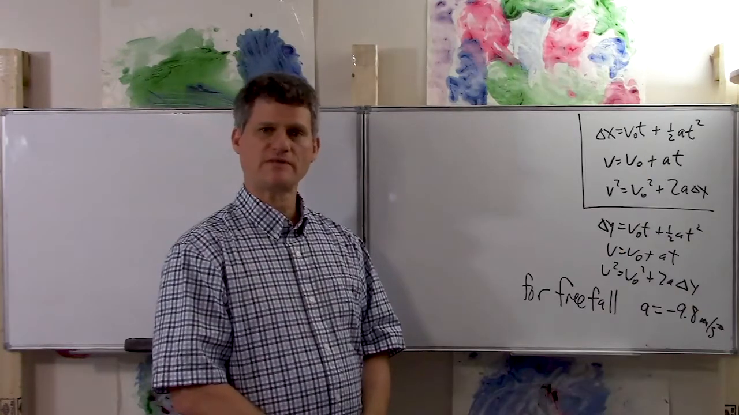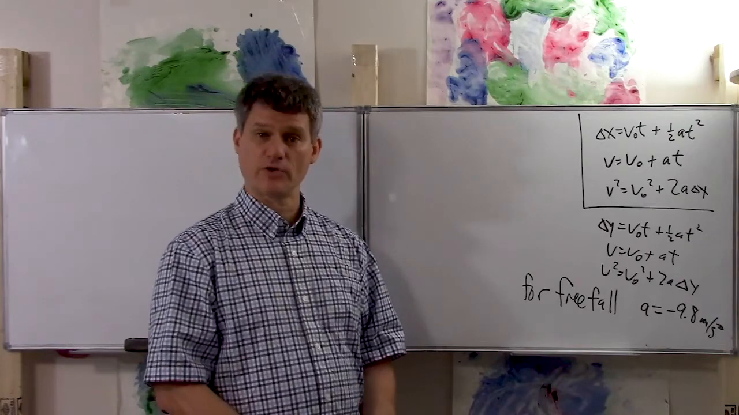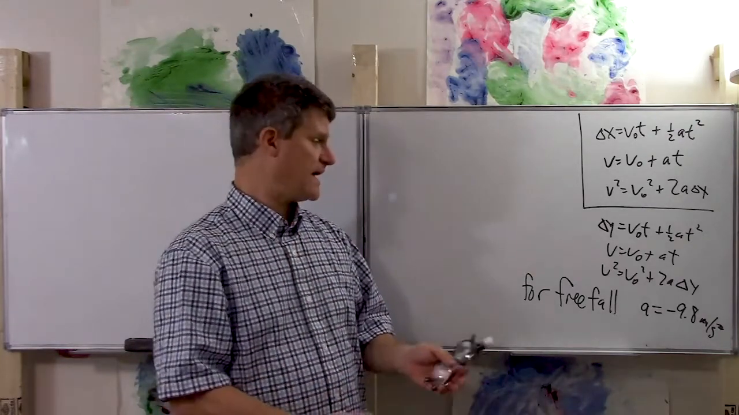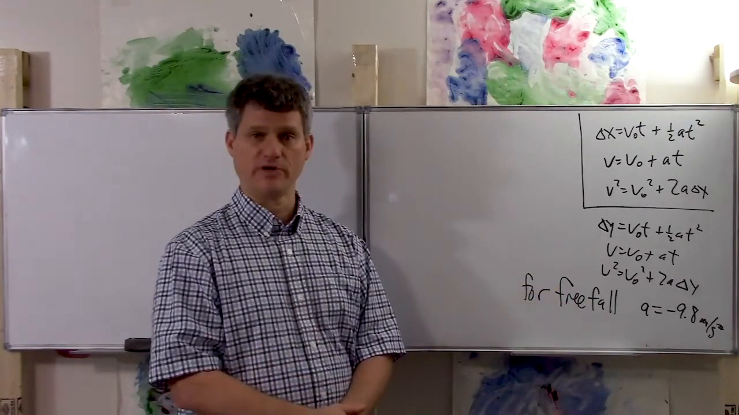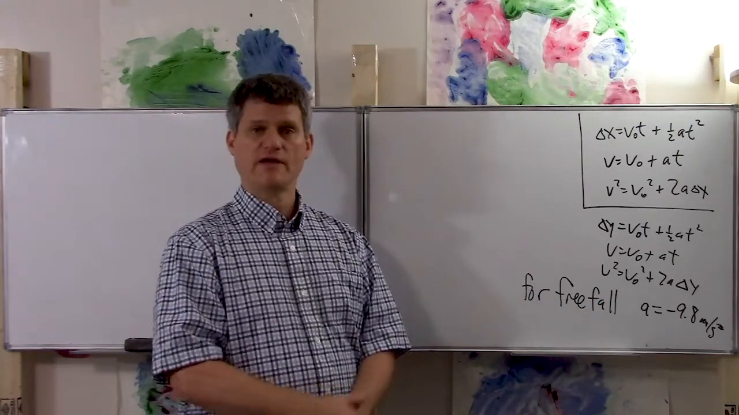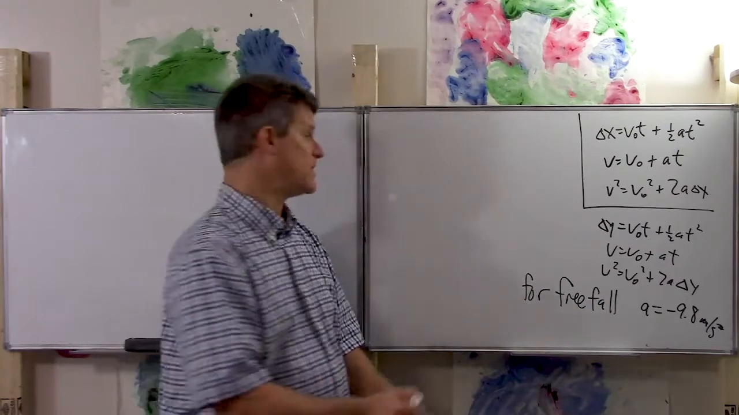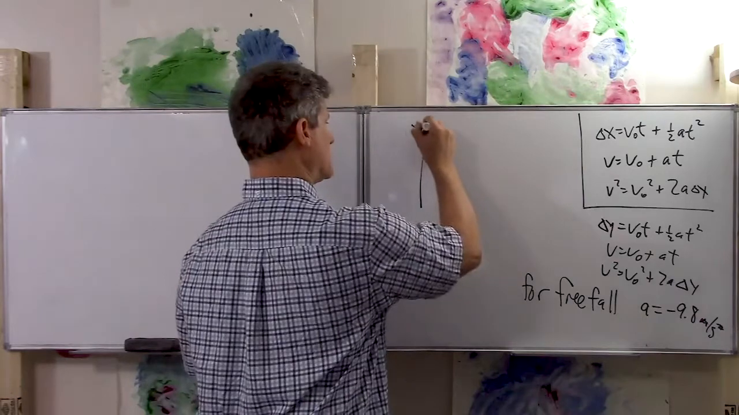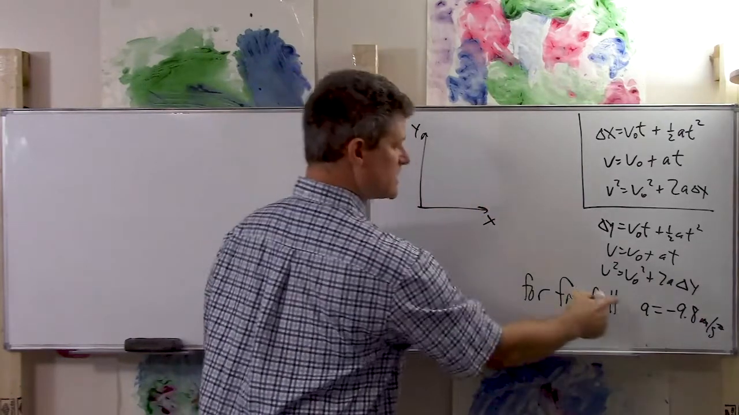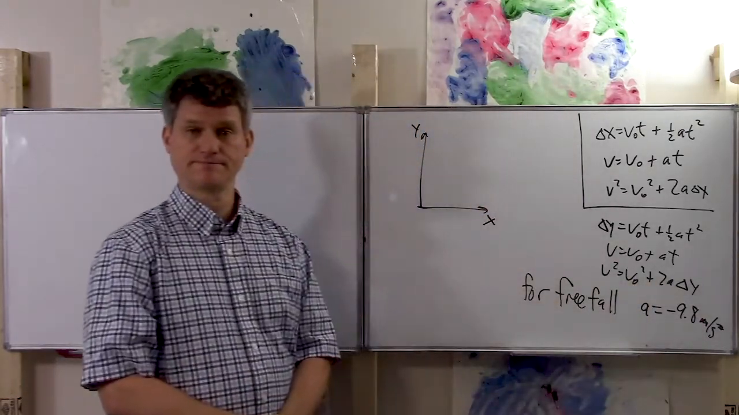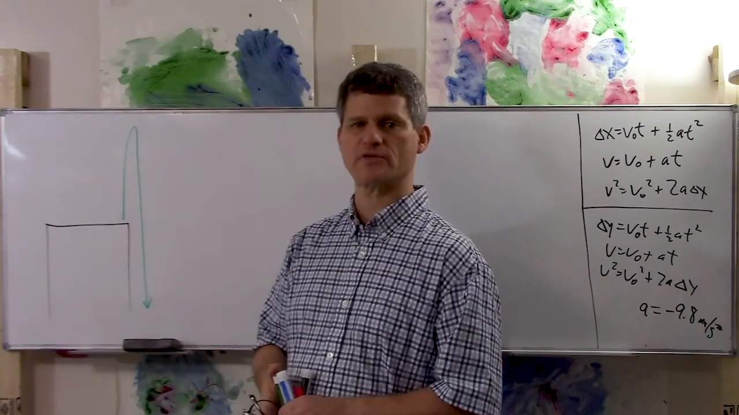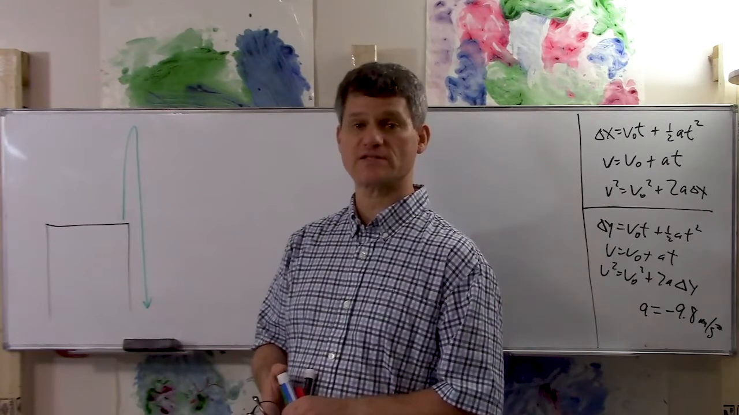I should also mention that it is theoretically possible to make a coordinate system where down is positive and then the acceleration will be positive 9.8. But we're not going to do that. For this course, we assume that positive y is up. So in all cases, your acceleration will be negative 9.8. Alright, let's see what negative acceleration means and how it affects the velocity.